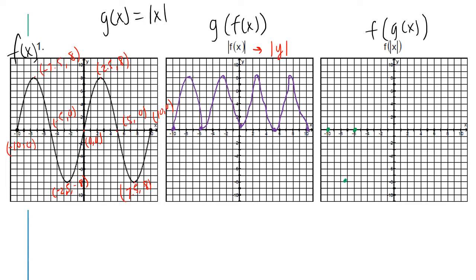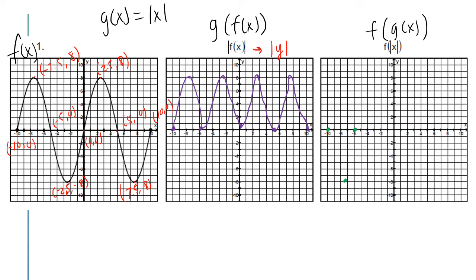Okay. I feel like that dot's tiny. I'm at negative 2.5. If I take the absolute value of negative 2.5, it's going to be positive 2.5, and the value at positive 2.5 is 8. So I'm going to go to negative 2.5, and I'm going to go up to 8. There. Okay. And then 0 is going to be 0.